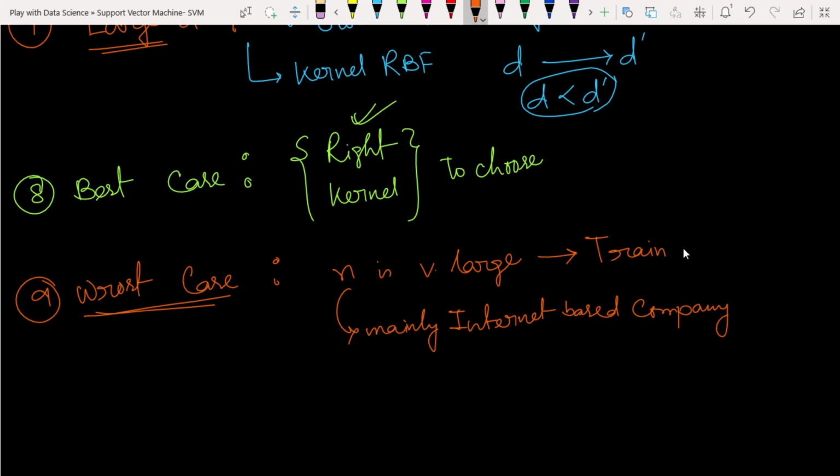So in such a scenario we cannot use SVM, because the training time complexity is so high. In such situations SVM is not applicable.